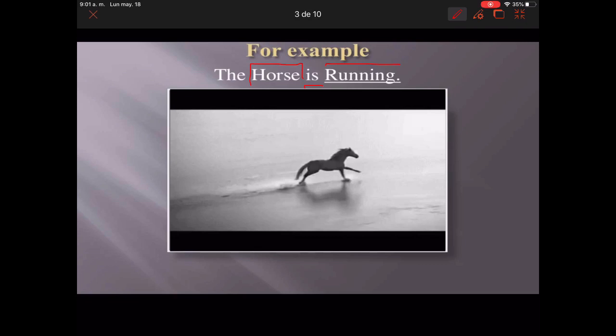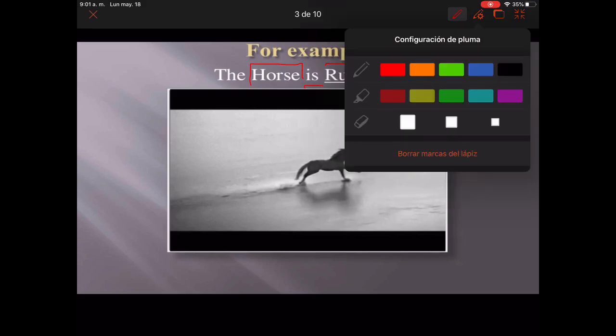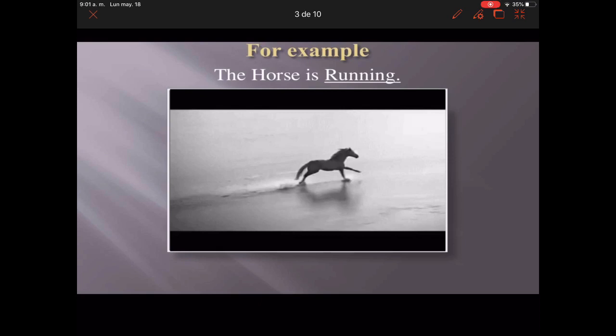This refers to the subject, horse. What is the horse doing? Running. So we see that in this case we have an action verb, and also we have an auxiliary verb, is. Later I'm gonna explain to you the main difference between an action verb and a helping verb. So let's continue.